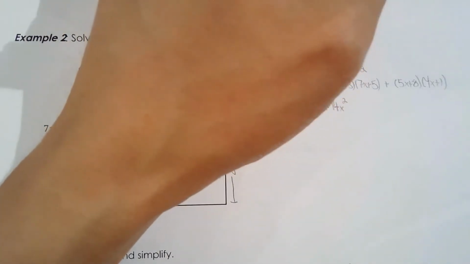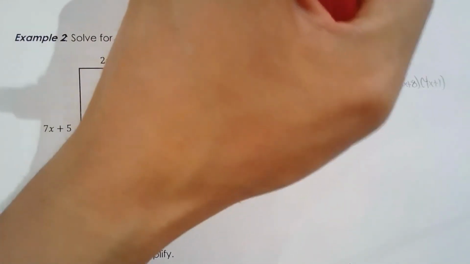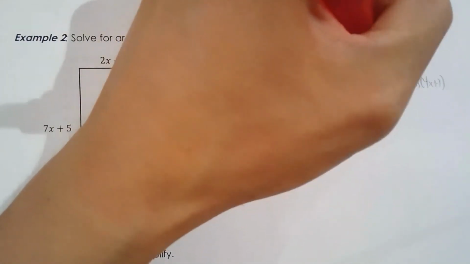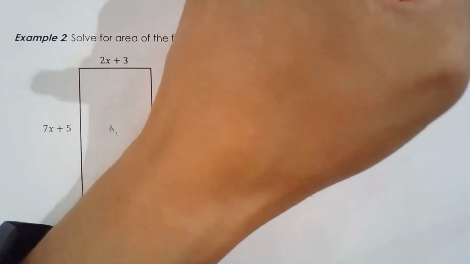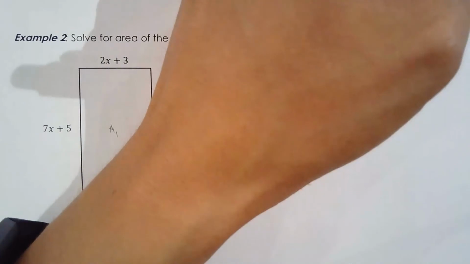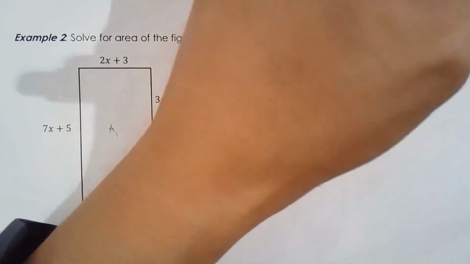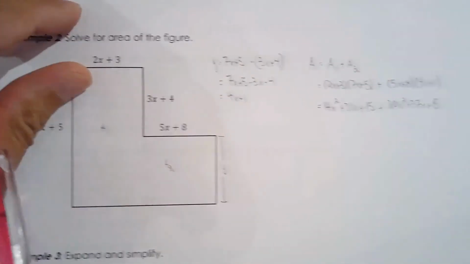So this is going to be 14. This is going to give me 10. 10 plus 21 is 31. 5 times 4 is 20x squared. This is going to give me 5 plus 32 is 37, plus 8. Okay.